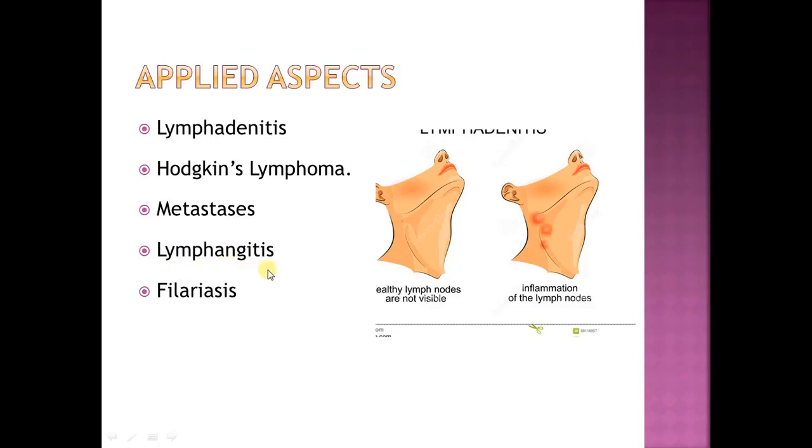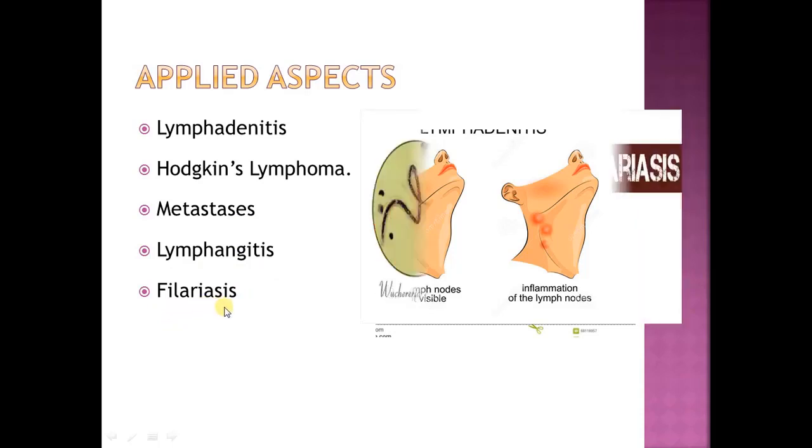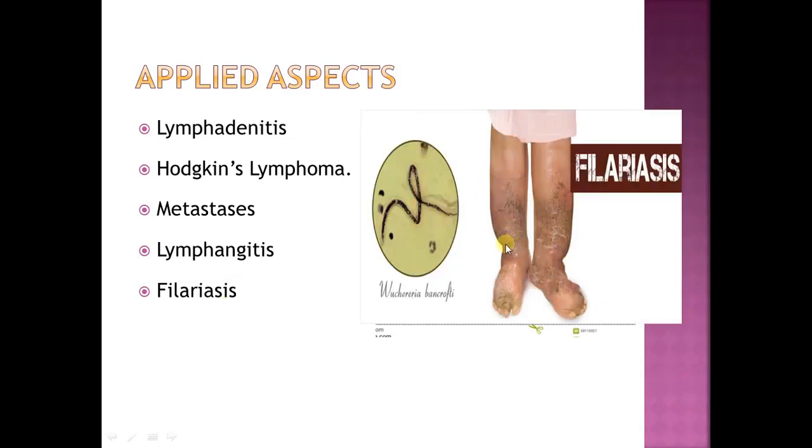Lymphangitis is actually inflammation of the lymph vessels, and filariasis, you all know what is filariasis, also called elephantiasis. You are able to see swelling of especially the lower limbs and the scrotum. That is because it is infected by Wuchereria bancrofti. Once it is present, it goes and blocks all your lymph vessels. When the lymph vessels get blocked, the tissue fluid gets retained in the tissue spaces, and that is why you get an edematous condition.